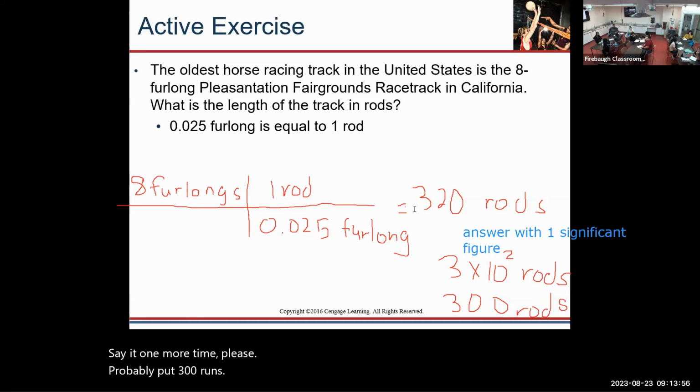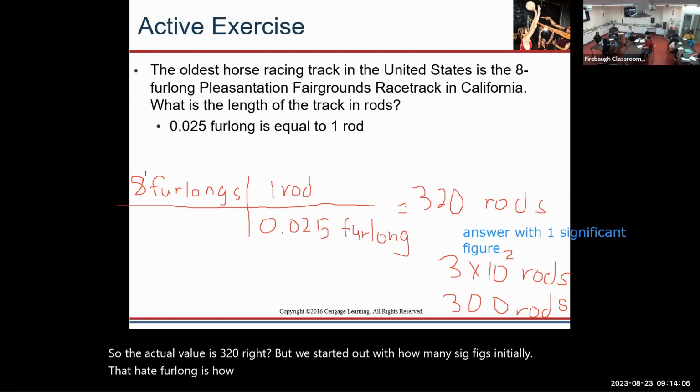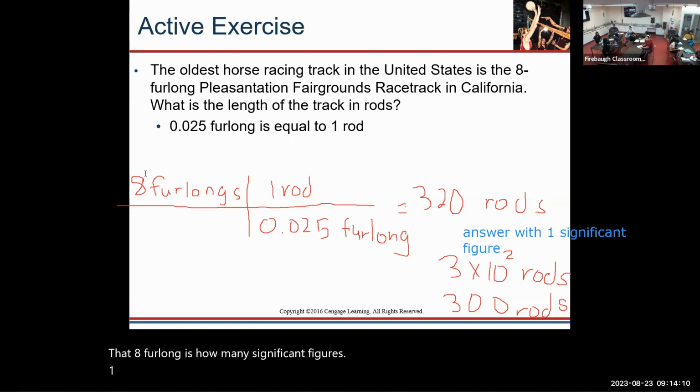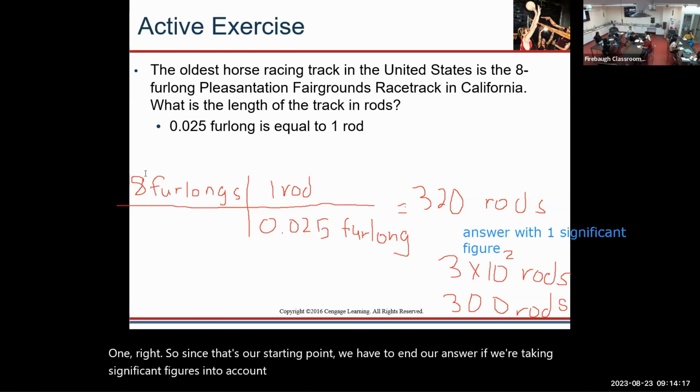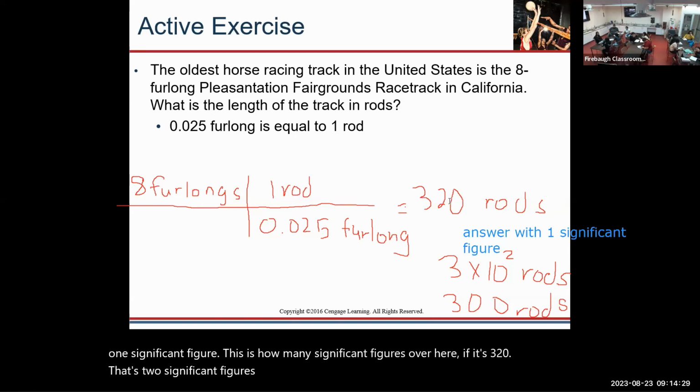300? So the actual value is 320, right? But we started out with how many sig figs initially? That 8 furlong is how many significant figures? 1, right? So since that's our starting point, we have to end our answer. If we're taking significant figures into account, our answer has to be in significant figures. So we need only one significant figure. This is how many significant figures? Over here, it's 320.